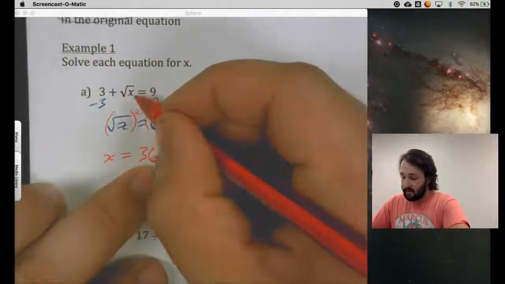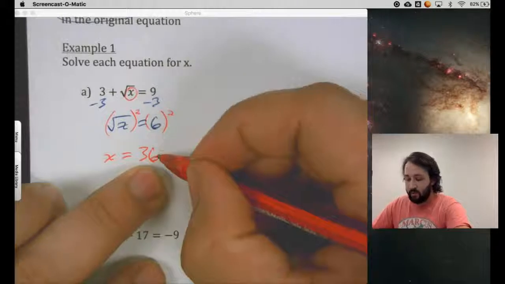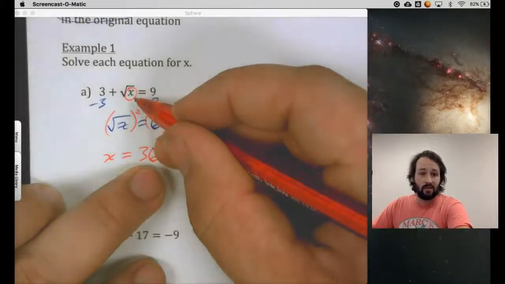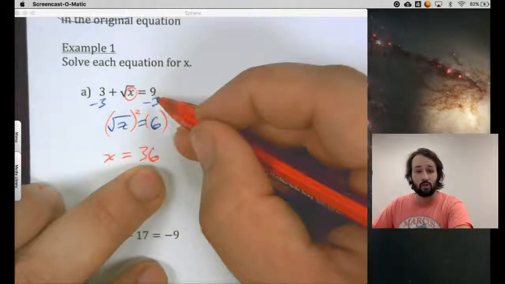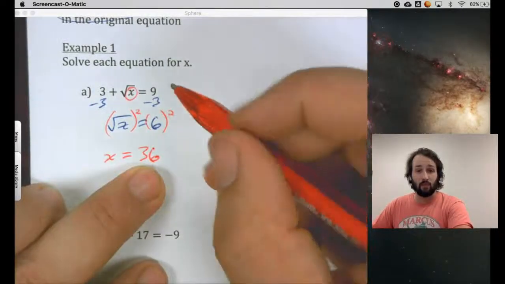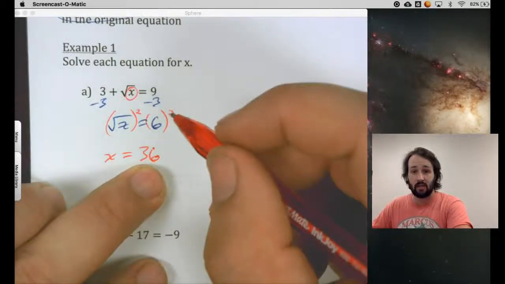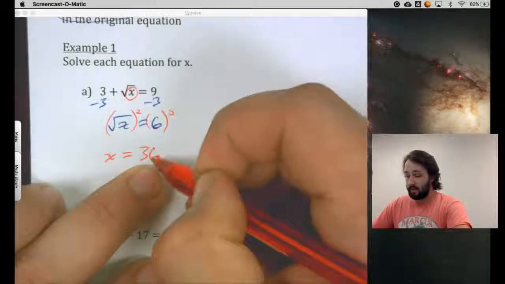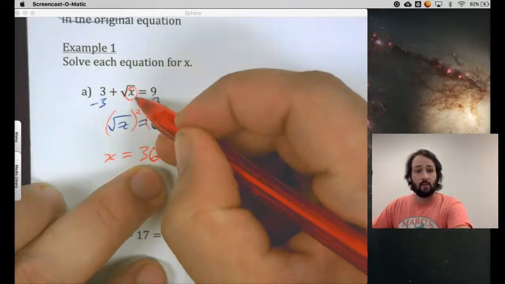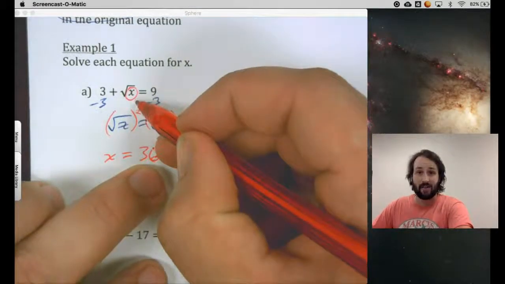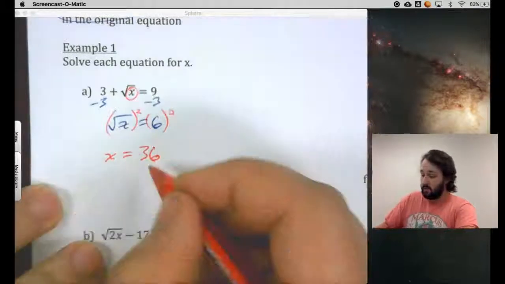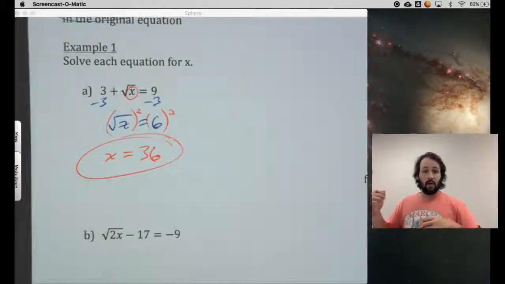If I take my x and replace it with 36, the square root of 36 is 6. 3 plus 6 is 9, so that's good. The main thing I'm checking for is that I'm not taking the square root of a negative number. The square root of 36 would be fine. That is a solution right there. So no extraneous solutions. That one's good to go.